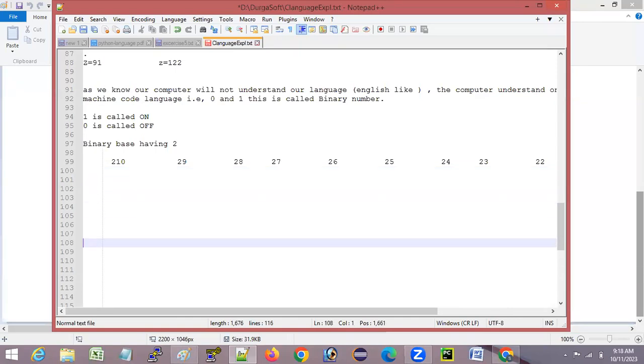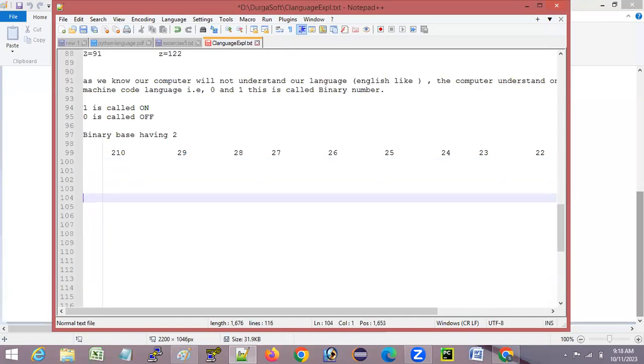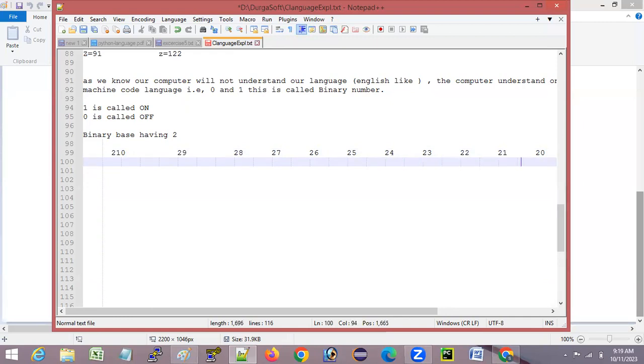Now I'll come to the starting. What is our starting? 2 raised to 0. What is 2 raised to 0? Yes, Ashik. 2 raised to 0 is 1. Am I right? So 2 raised to 1 is 2. 2 raised to 2 is 4.